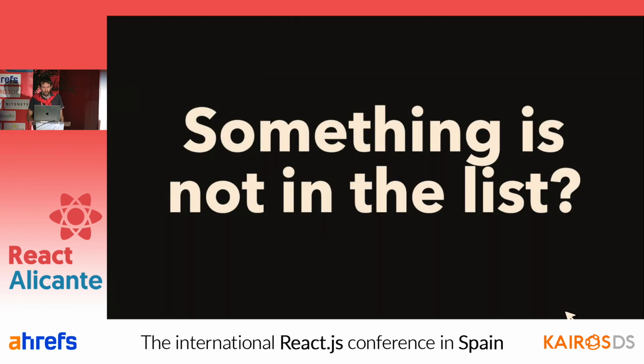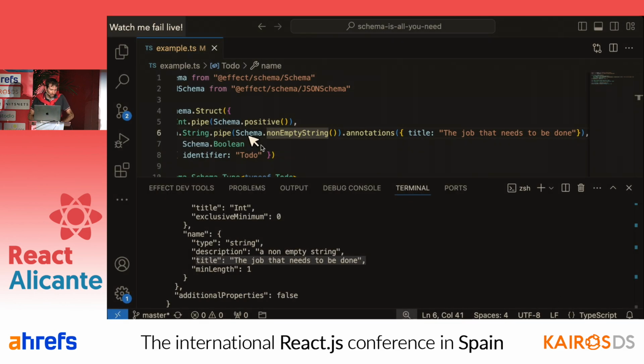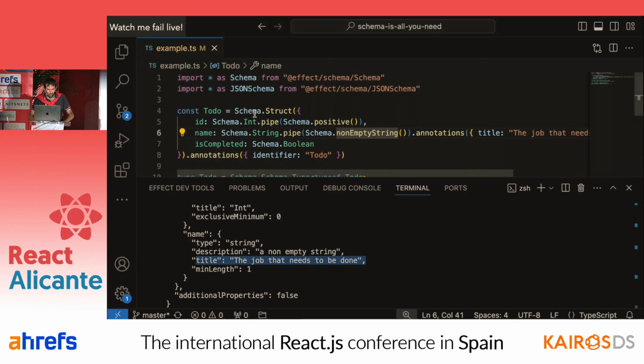So, what happens if something is not in the list? Well, you can write yourself an interpreter. Let's try, for example, to write a very simple interpreter that will just take a to-do and say if that to-do is equal to another.